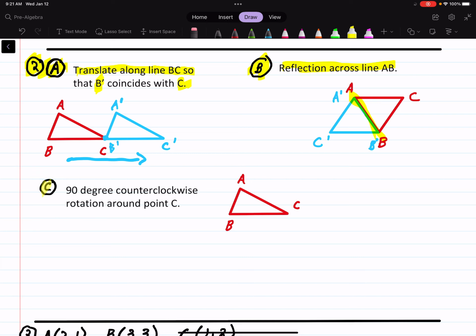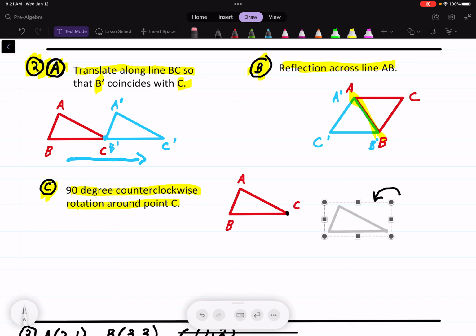And finally, on C here, it says do a 90-degree counterclockwise rotation around point C. Well, here is our point C, right there, okay? And 90 degrees counterclockwise would be like this. Counterclockwise is that way, so we need to go 90 degrees that way. So once again, let's grab this object. Let's see if we can grab this guy and copy. Then we're going to have to paste, and hopefully this doesn't move us. There we go. Paste. Now we need to rotate it.